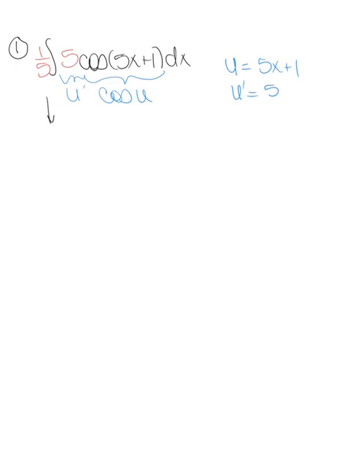Anything on the outside is going to carry down. And when I integrate, looking at the stuff in blue right here, when I integrate u prime times the cosine of u, what I get back is the sine of u plus c. So putting in our u, that's going to give me 1/5 times the sine of 5x plus 1, all plus c.